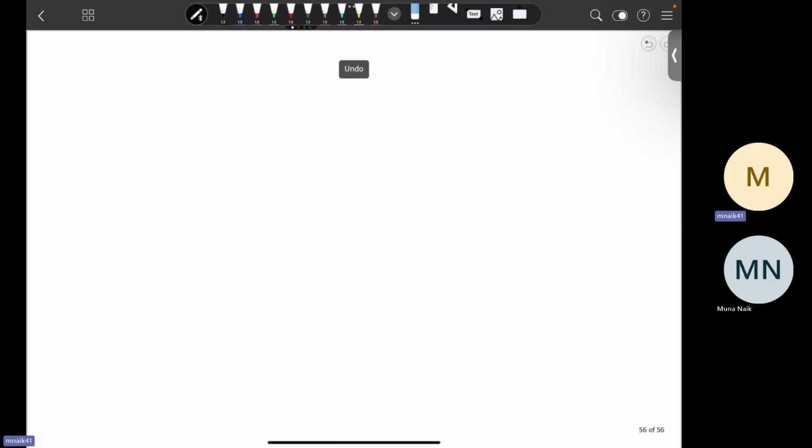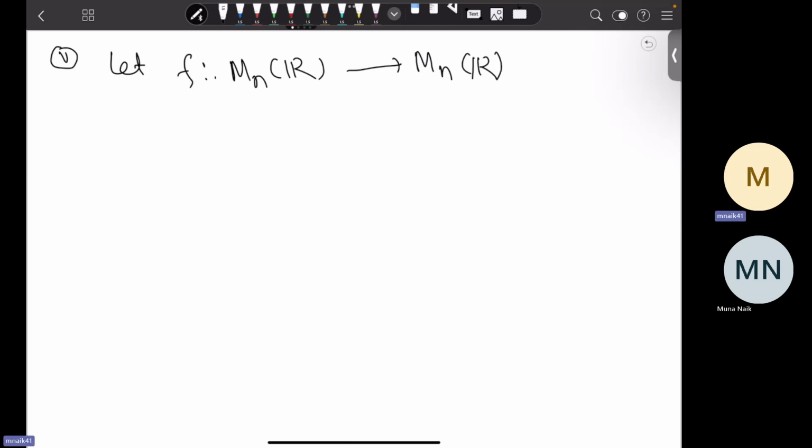So this is example B. Let f from MnR to MnR be given by f of x equals norm of x squared, x squared. Now we want to calculate the derivative of f.